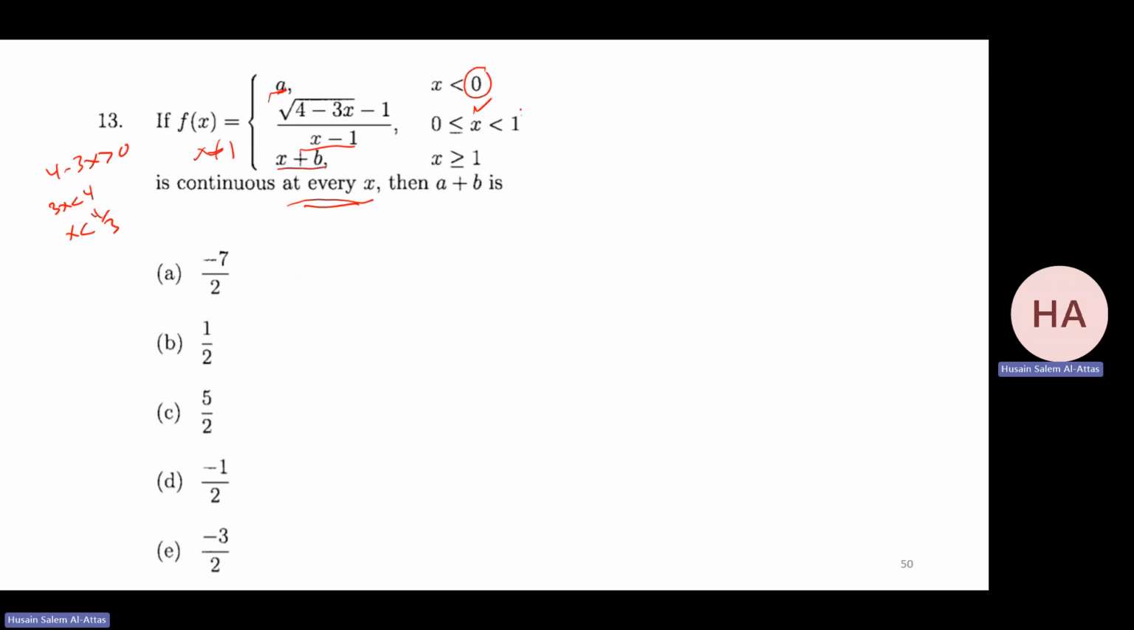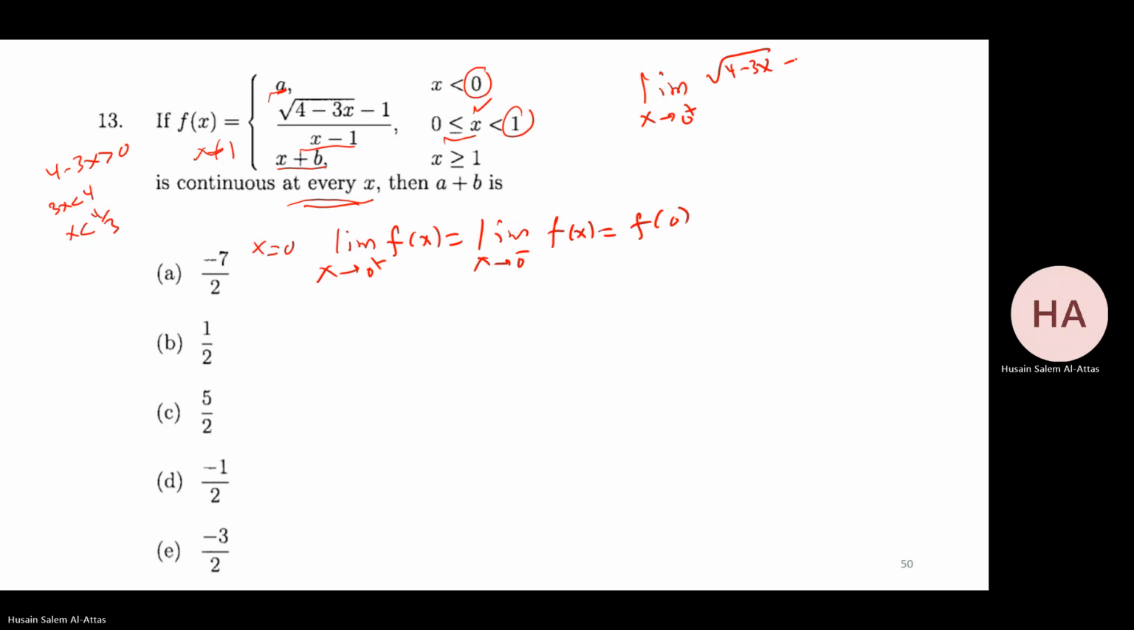So I care about these junction points. x equals 0: the limit as x goes to 0 from right equals the limit as x goes to 0 from left, equals f at 0. From the right, I'm here. To be careful, you need to calculate the limit. If we substitute, you have what? At 0.